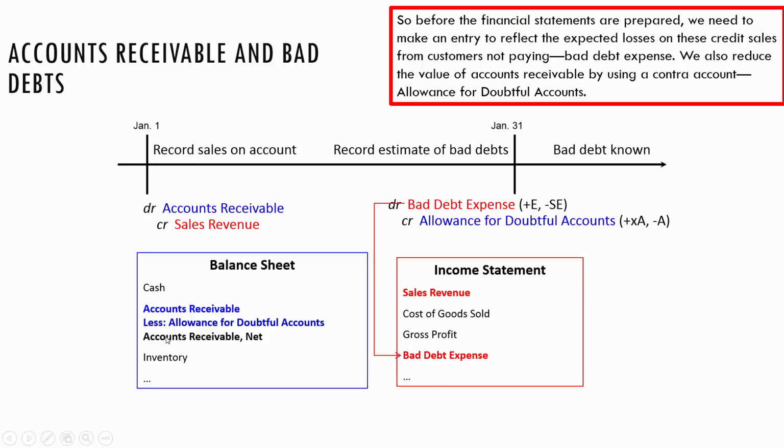Also, when you look over here on the balance sheet, this allowance account is shown as a contra account, so whenever accounts receivable is shown, you're going to show the allowance account as an offset. This would be subtracted from accounts receivable to get what we call a net accounts receivable. So it helps us not to overstate our accounts receivable.